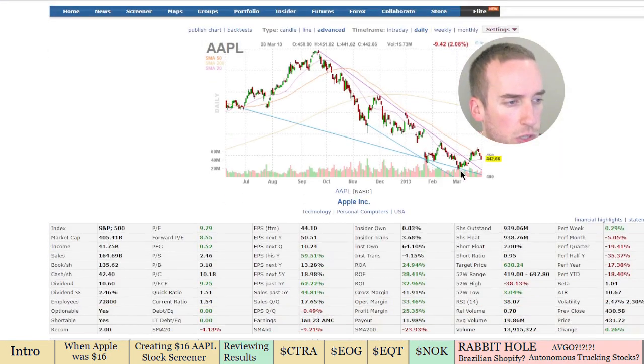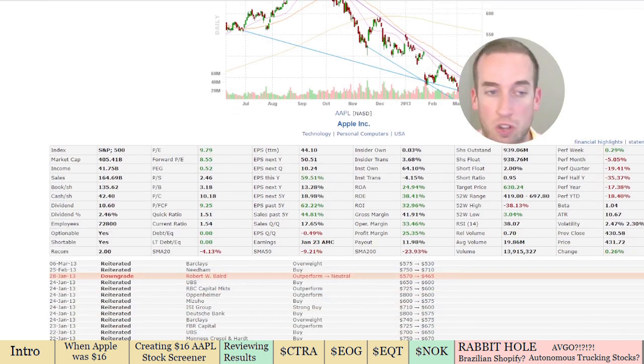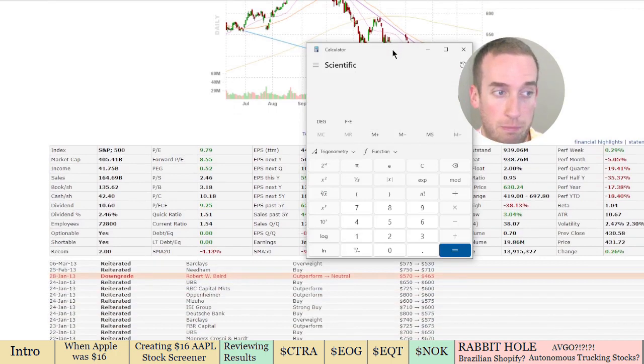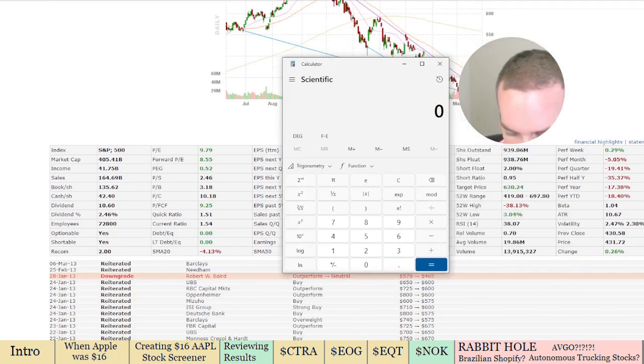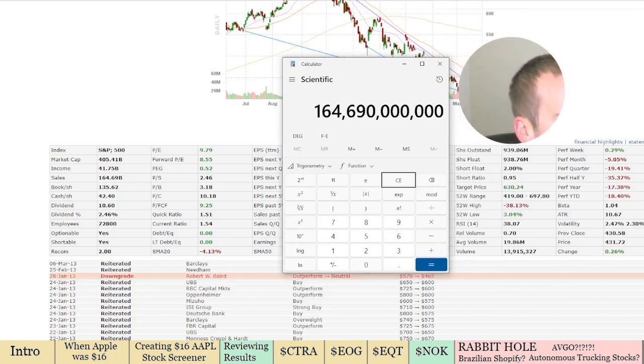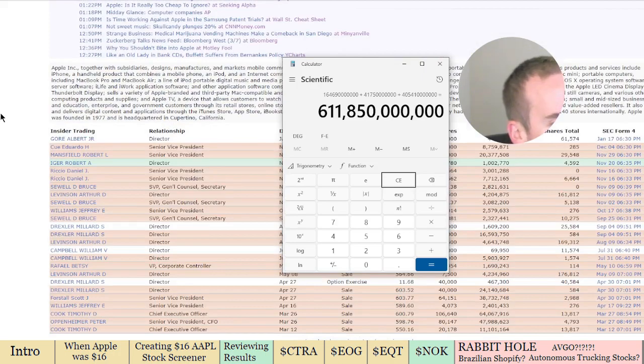I do want to see what Apple was worth back here. So we're gonna do a bonus here and see what Apple was actually worth. Maybe it was overpriced. Okay, so they do 164 billion, 690 million in sales. Jesus. Plus 41 billion, 750 million. Yep. Plus 405 billion, 410 million. That's crazy. And then no debt.